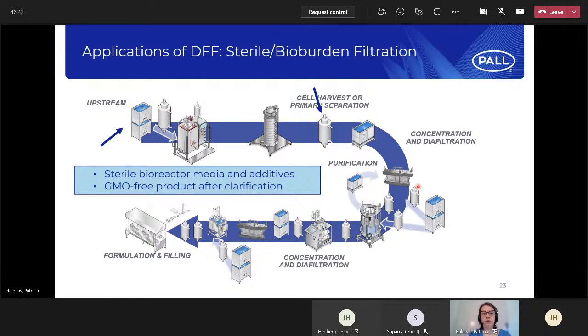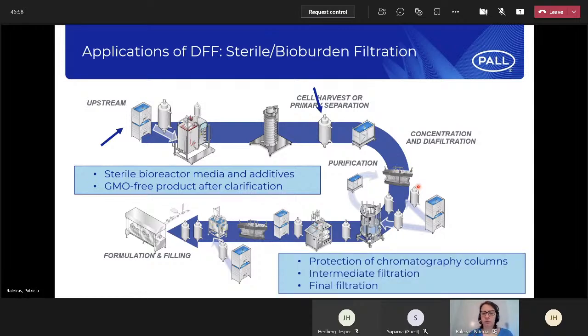Then very often you will need to make sure that whatever is coming out of the upstream part is in fact GMO-free. In the manufacturing context, you might have different suites. One where you manipulate GMOs, which is the upstream part, and then you might move to the downstream suite where you don't manipulate GMOs. It might even be a completely different facility. So you need to have a step there that makes sure that you don't have any bugs left.